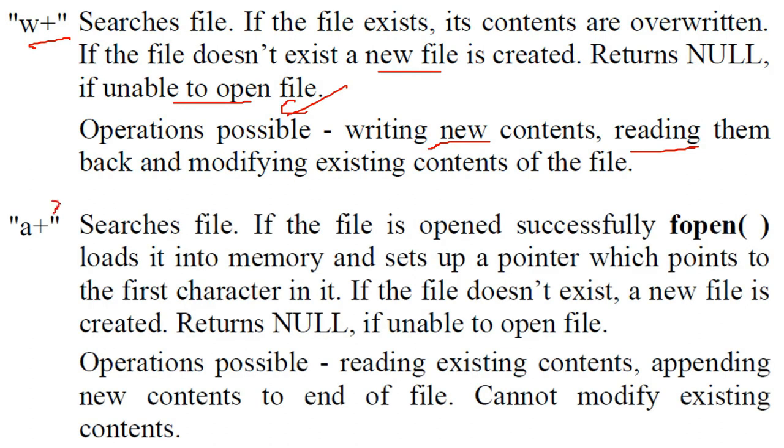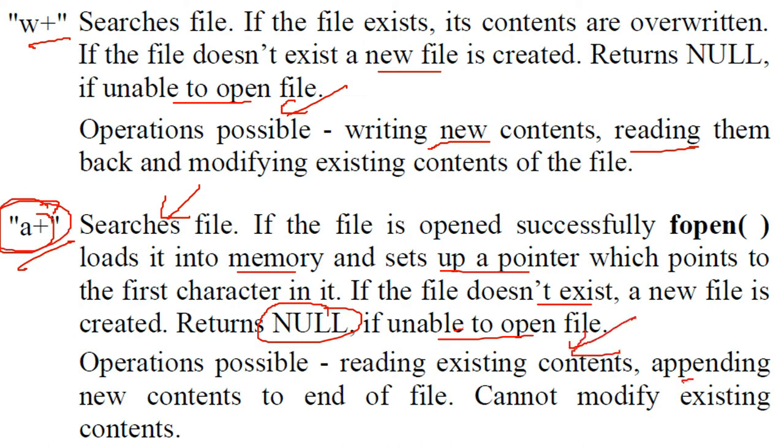Then A+, append plus. This searches the file, and if fopen successfully opens it, it loads the file in the memory and sets up the pointer which points to the first character in it. If the file doesn't exist, a new file is created, and if we are not able to open it, it will return NULL. So what are the operations possible with A+? We can read the existing contents, append new contents to the end of the file, and we cannot modify existing contents.